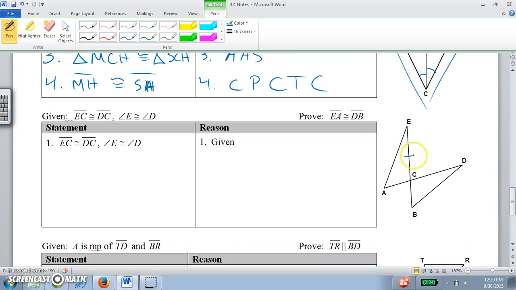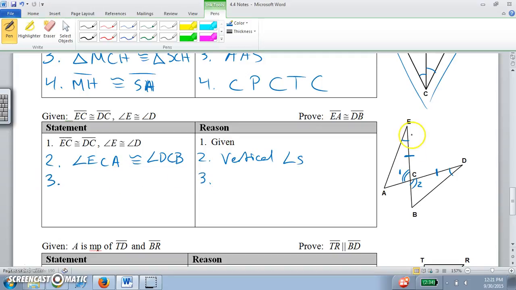Next one, EC is congruent to DC. We're given that. We're given that angle E is congruent to angle D. One thing that we talked about at the beginning of this chapter to watch out for is vertical angles. So I've got vertical angles right here. I need to state that those are congruent. Angle ECA, we can't just call it angle C because there's two angles here at C. So we have to say ECA and DCB. Or we could write in a 1 and a 2 and call it angle 1 and angle 2. So these are congruent because they're vertical angles.